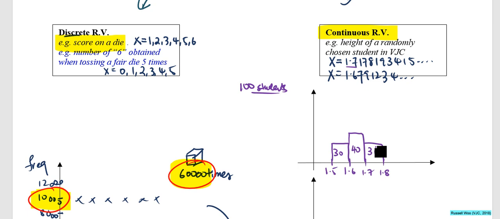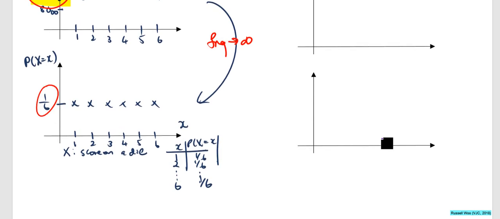Remember, what I want to do in the end is to obtain a probability table for a continuous random variable. Here I can easily do it, but here how do we do it? Let's begin with the end in mind.